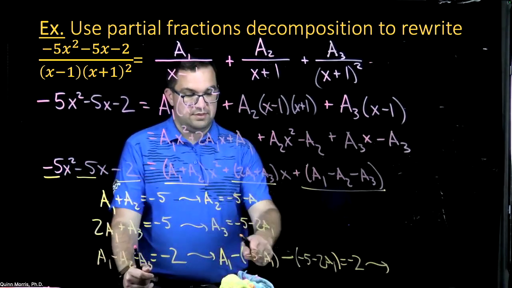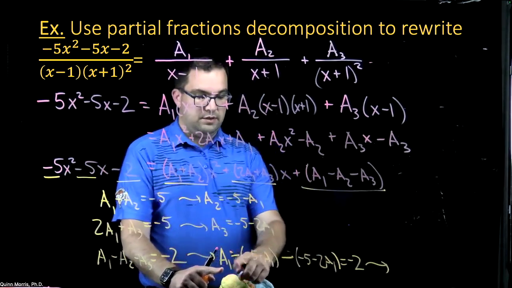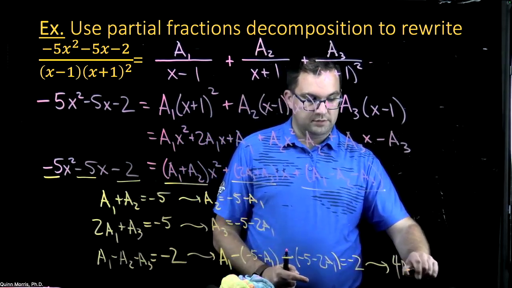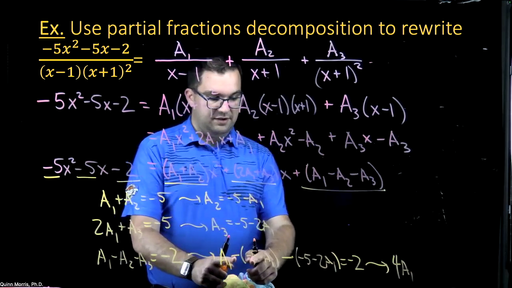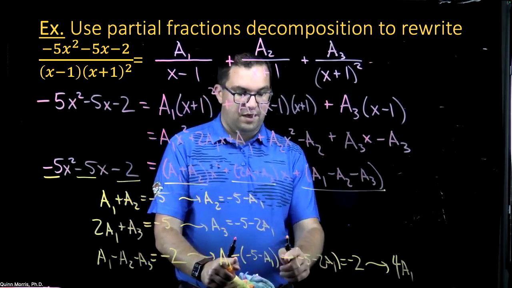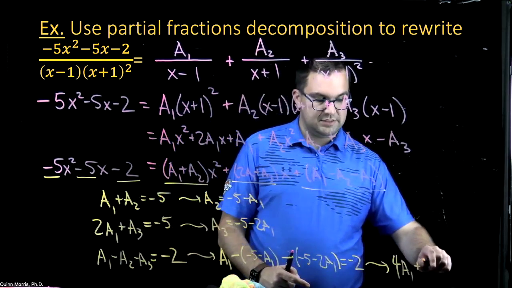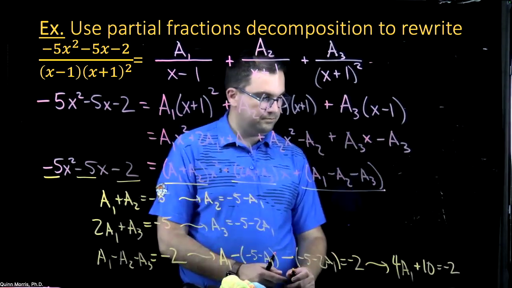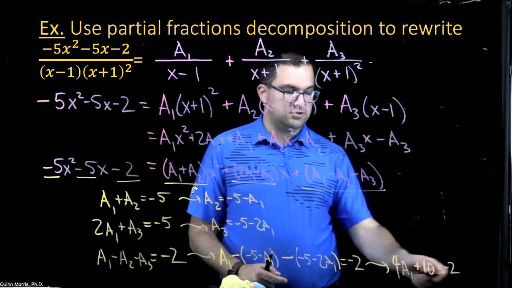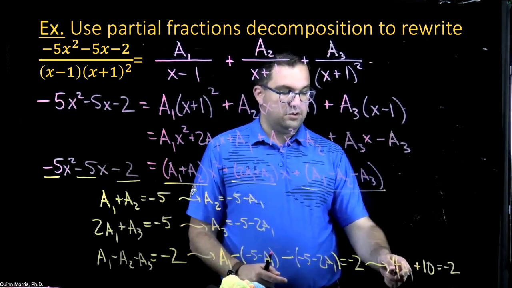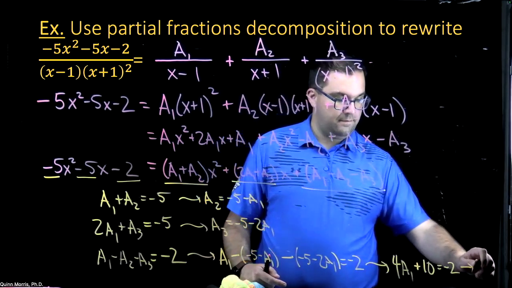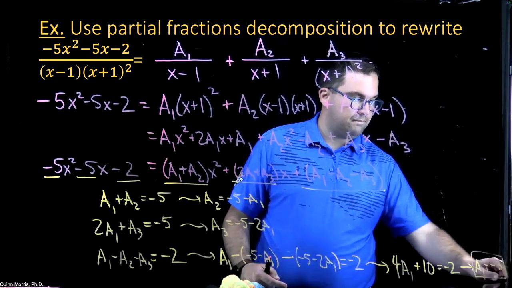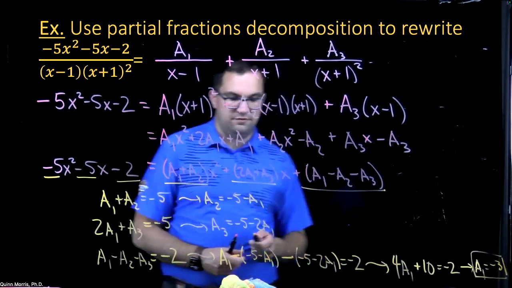Now, if I clean up this left-hand side, I'll get an a1 plus another a1 plus 2 more a1s. I'll get 4a1. And then I'll get a minus negative 5. That's a plus 5. Minus negative 5 is another plus 5. So I get plus 10, okay, is equal to negative 2. And now if I solve this, I'll subtract the 10 over. That'll give me negative 12. Divide by 4. That'll give me a1. Hopefully you can see that a1 is negative 3.